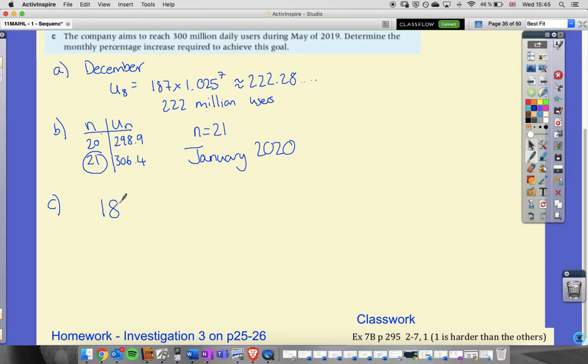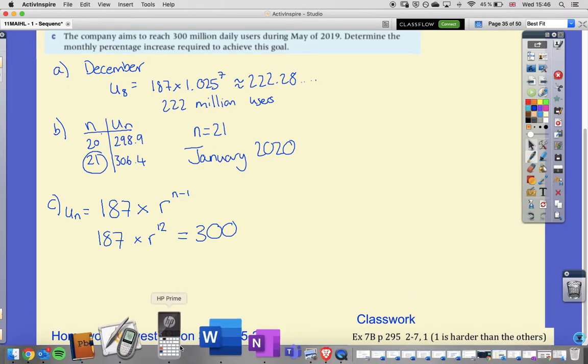So what we're looking at is changing our nth term and saying instead of 1.025 we want to find this value of r, and that would be n minus 1. So we're changing it now. Which month is this? If it's May 2019, that's going to be, well, May 2018 was month 1, so May 2019 will be month 13. So we would like 187 times r to the 13 minus 1 to be equal to 300 million.